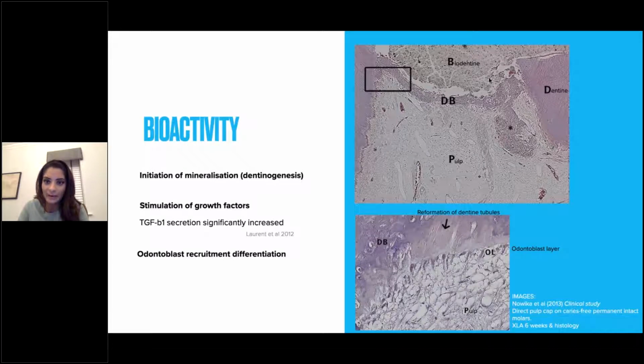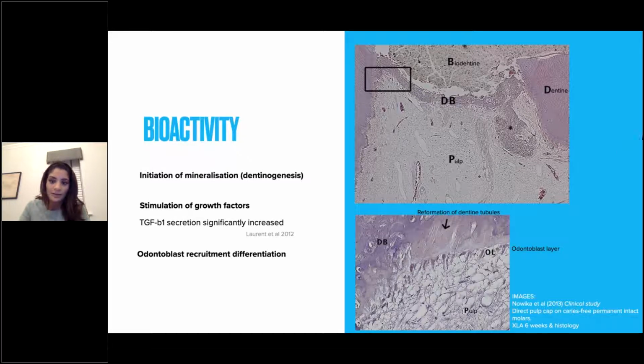And we can see that biodentine has been placed as a pulp capping agent, and this is the dentine bridge that's formed here. This lower image shows again the dentine bridge that's been laid down, and we show the tooth, also the pulp has this layer of intact odontoblasts, and there's reformation of dentinal tubules as well.